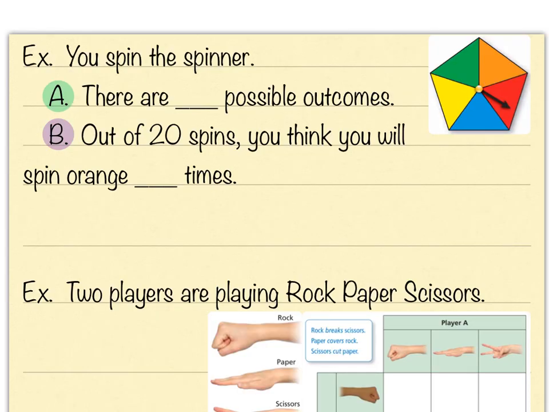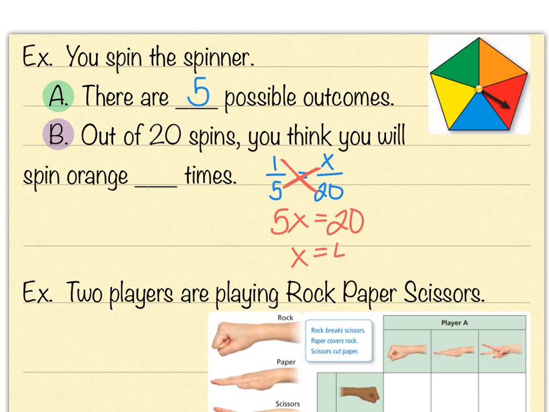Here's another example of the same kind of problem where we have to make a prediction. It says you spin the spinner. There are blank possible outcomes. Well, there's 5 outcomes on the spinner. Each of them are equally likely because there's no repeating colors. Out of 20 spins, you think you'll spin orange blank times. Well, orange is 1 out of the 5 outcomes. So if 1 out of every 5 spins should be orange, then how many out of 20 spins should be orange? And so we're going to cross multiply 5 times x, 1 times 20, divide by 5, and we should get 4 orange spins. We should. We may not. We might get less or more than that, but we should get 4 orange spins.